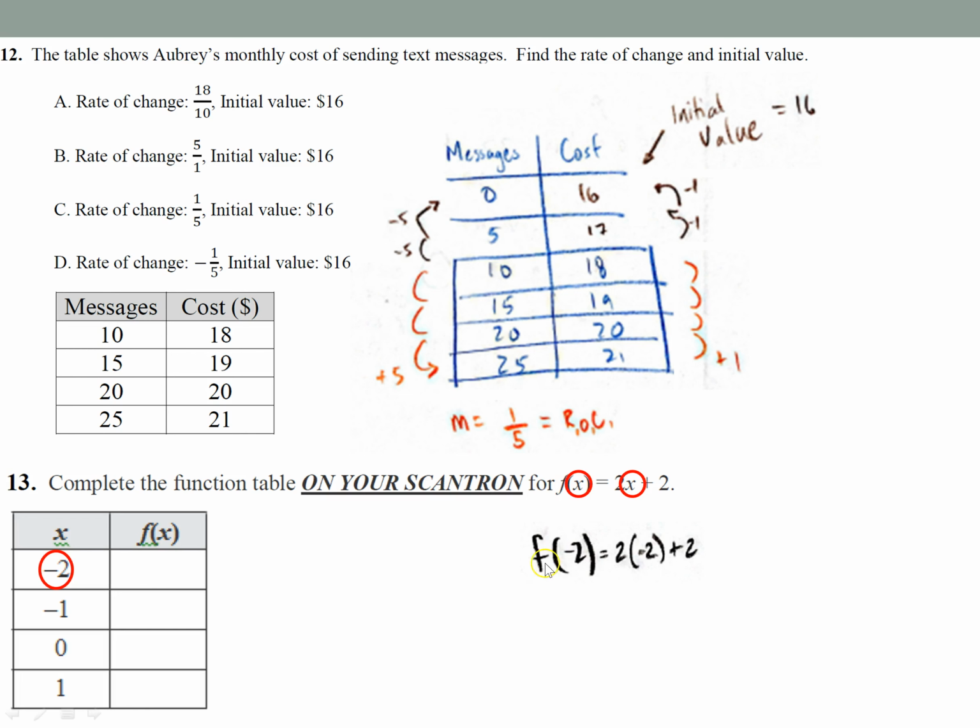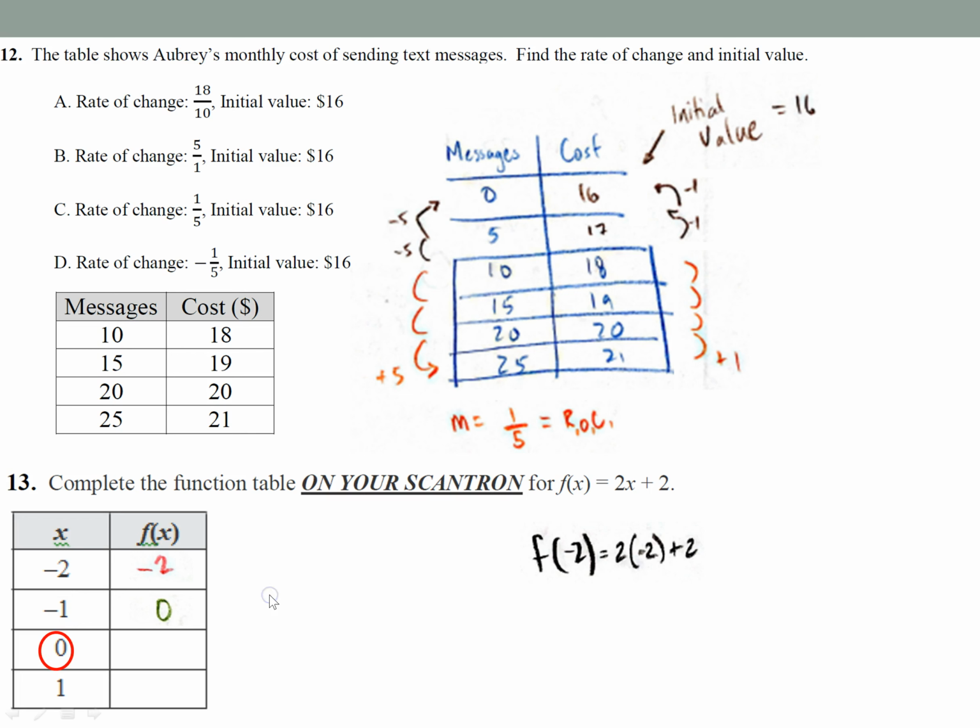So it becomes -2. F of -2 is equal to 2 times -2 plus 2. 2 times -2 is -4. And -4 plus 2, different signs, subtract. So 4 minus 2 is 2. And -4 was larger, so of course, it is -2. And in the same way, I'm going to plug in -1, and that gets me 0, because 2 times -1 is -2, and -2 plus 2, of course, is 0.